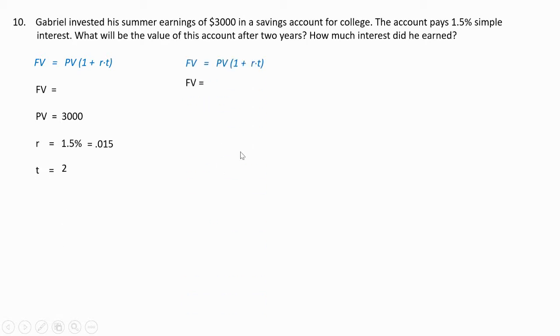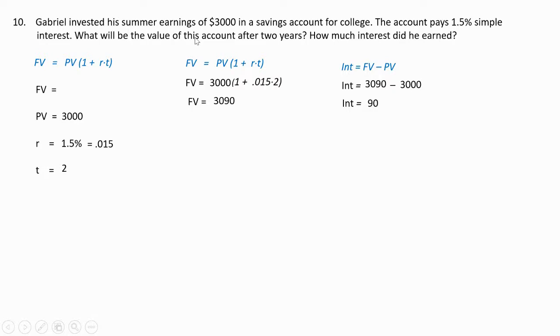All we do is plug everything in. There's my PV. There's my 1 plus 0.015 times 2. So put it in the calculator, guys. So that's the answer, 3,090. That's how much you will have in 2 years. Then, how much interest did you earn? The interest will be the future value minus the present value. This is what you have in the future. This is what you invested. So 3,090 minus 3,000 will give you $90.